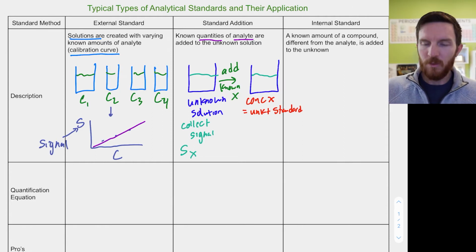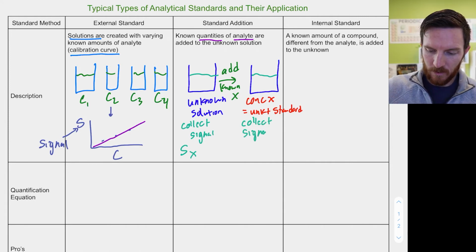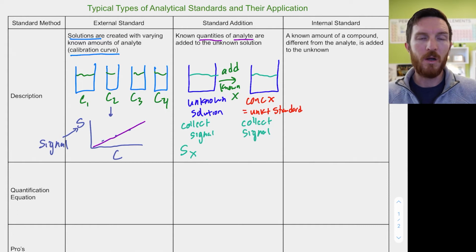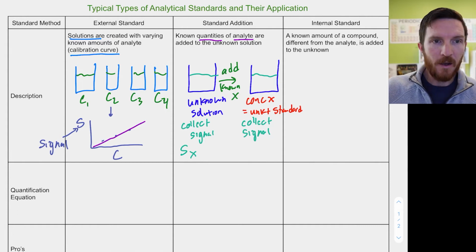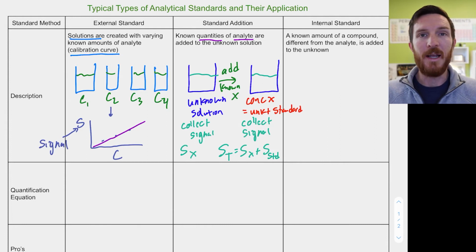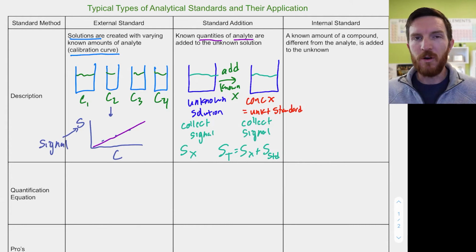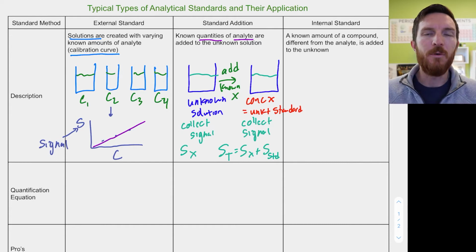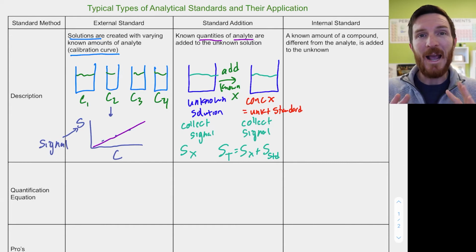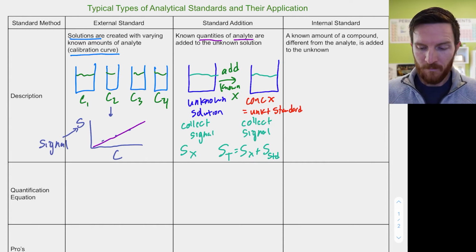Once we do that, we again collect another signal, whether area or whatever we're looking at. And now the total signal is going to be the signal from X and the signal from our standard that we added. And so we see an increase in absorbance or fluorescence or area, whatever it would be, for that signal by the added amount. And that's going to give us the ability to quantify how much of the unknown we have.